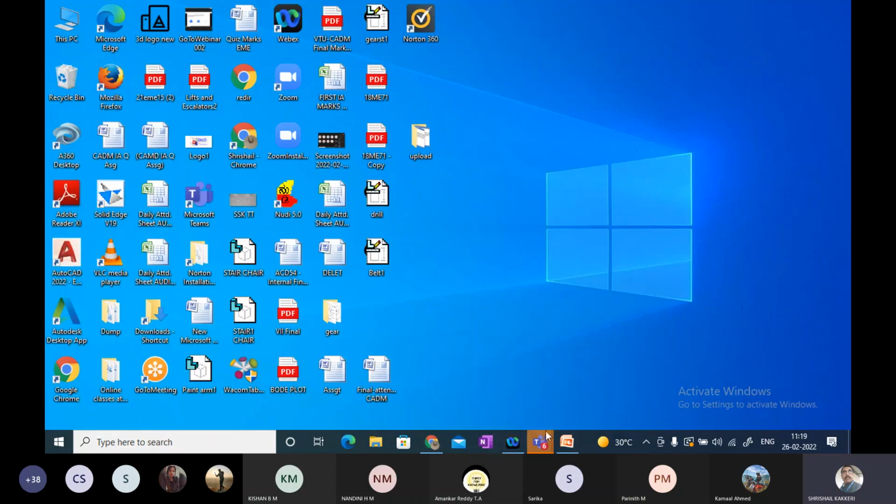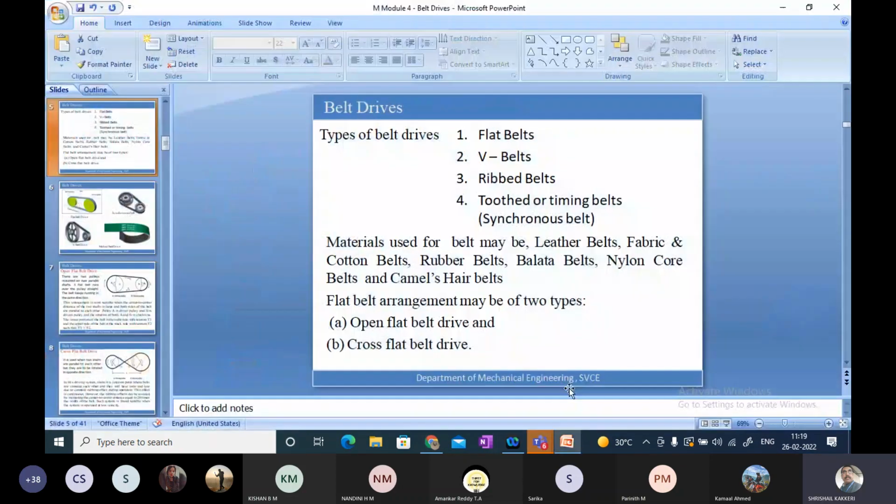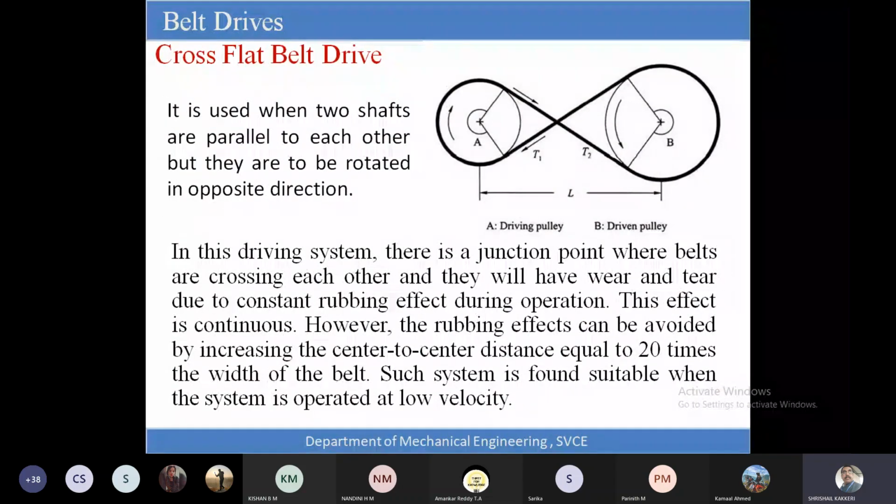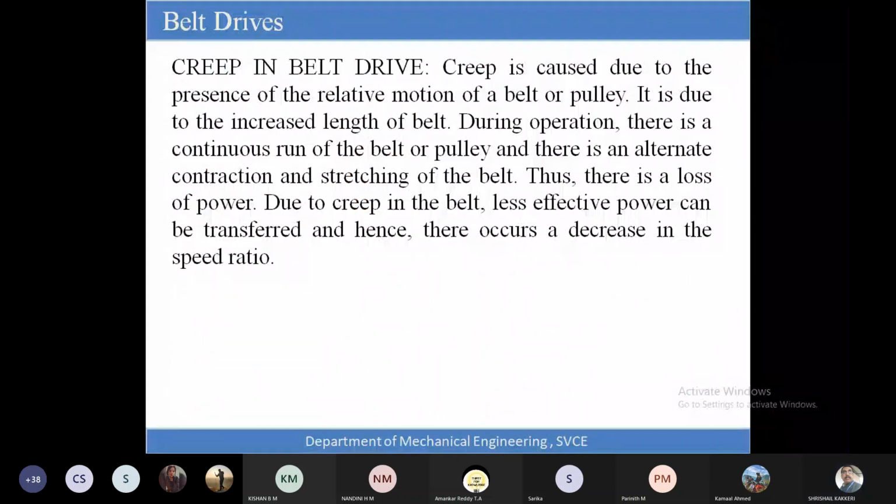Open belt drive and the cross belt drive. Okay. Now let me discuss a few things about some definitions I wanted you to understand. The creep in the belt. What is the meaning of creep in the belt?